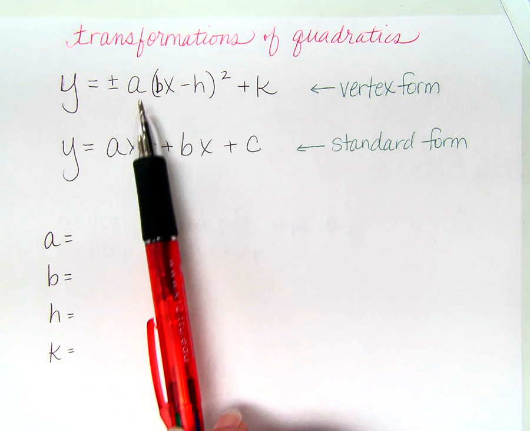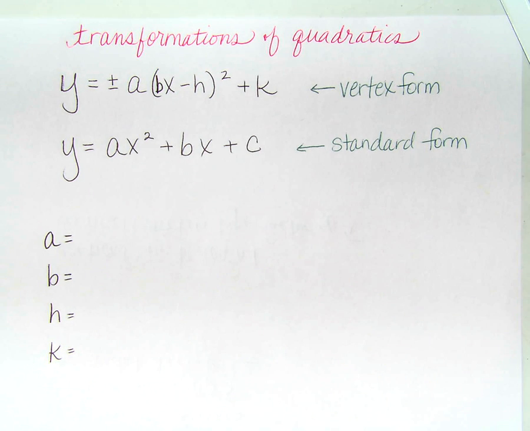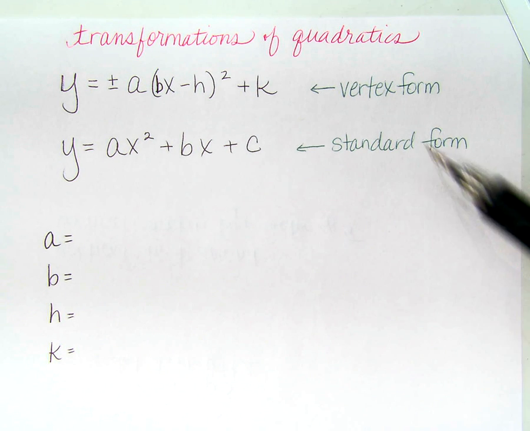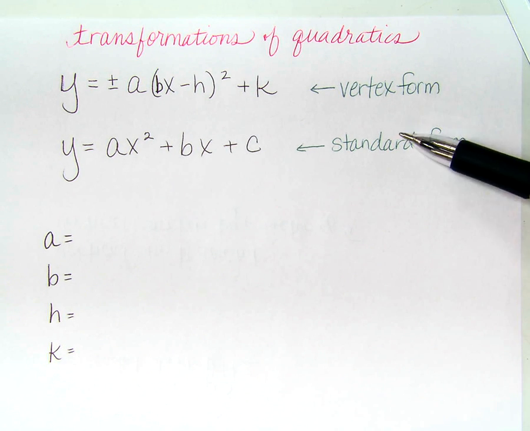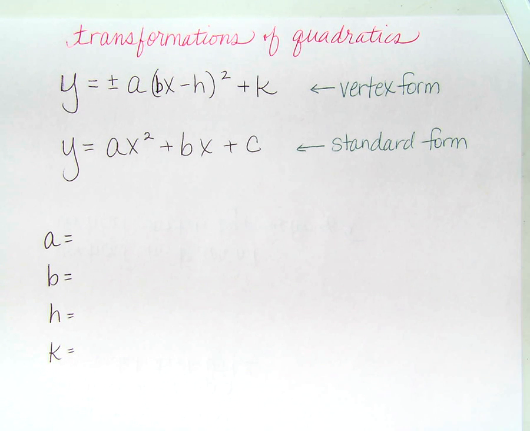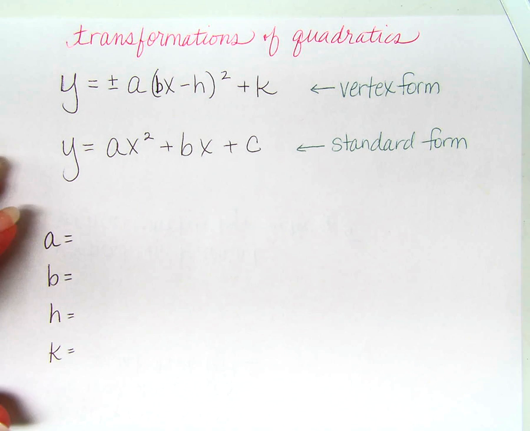Now, in vertex form, we've got an A, a B, an H, and a K. What you need to know is that when we're talking about transformations, even though there's two forms of quadratics, we typically only talk about transformations in vertex form. Okay, so I'd like to define for you what the A, the B, the H, and the K mean. First of all, hopefully you'll remember the H and the K, because that was something that we talked about at the beginning of the year, and we went over quite a bit.